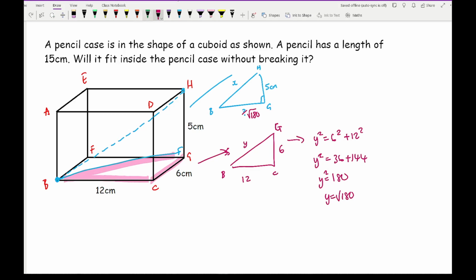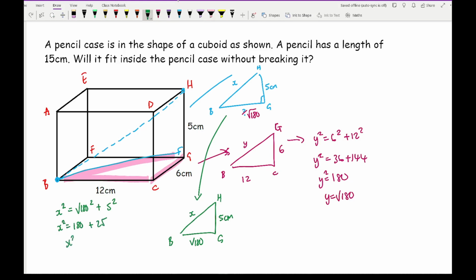So then if I take this triangle, let's just do that triangle again. So I've got B to G to H. G to H is 5 centimetres, B to G now is the square root of 180, and B to H is the longest length. So working out what x is, x squared equals the square root of 180 squared plus 5 squared. So that's going to give me x squared equals 180 plus 25. So x squared equals 205.